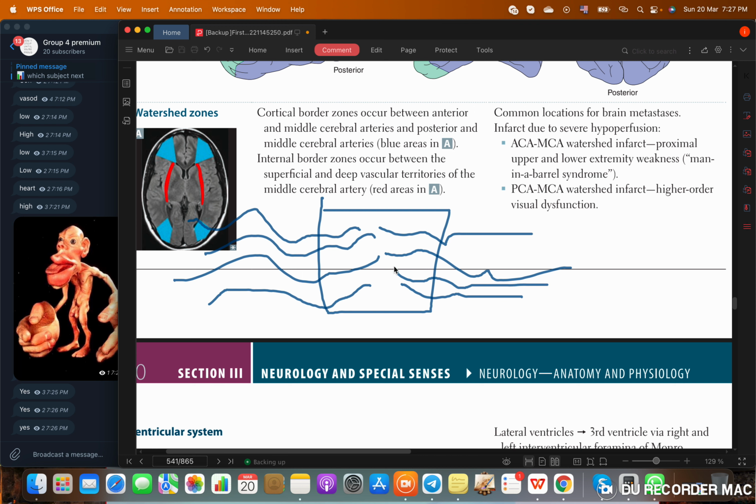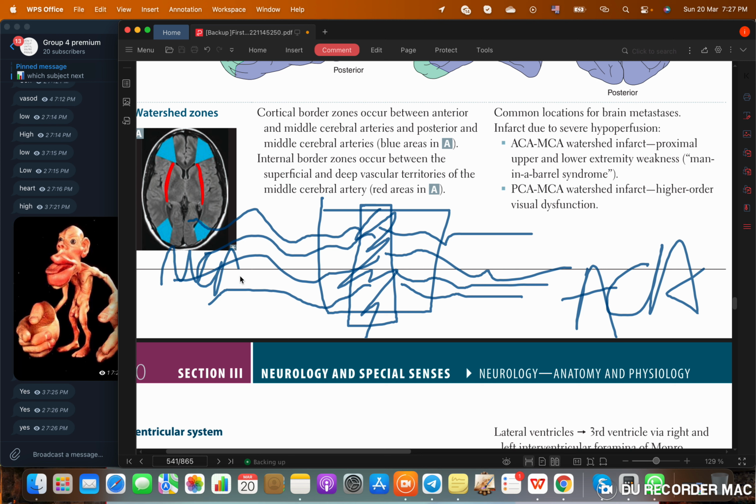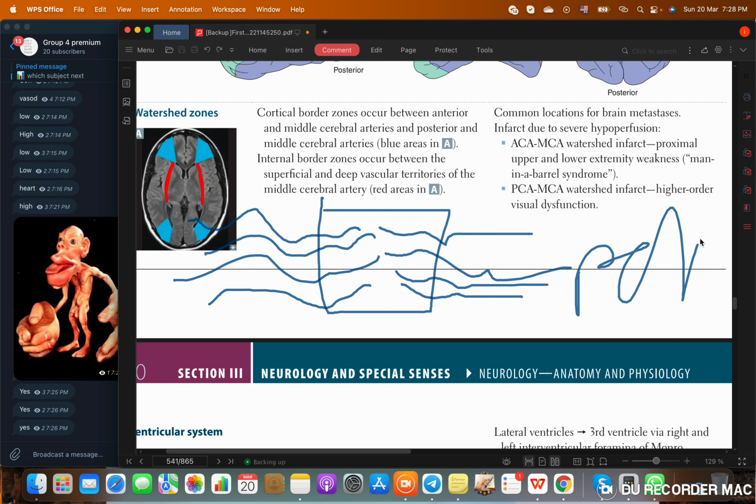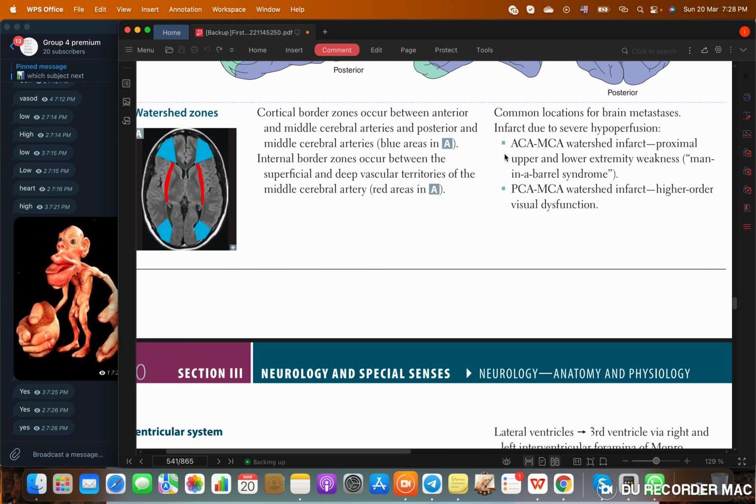Not really. If you get a massive hypotension because of bleeding, hemorrhage, dehydration or anything like that, the first area to be affected is the watershed area, which is this area, right? Which is located between the two vessels. For example, the ACA and the MCA, or it can be the PCA and the MCA. Okay? So let's see. Cortical border zone occurs between the anterior and middle cerebral artery, and also between the posterior and the middle cerebral artery, which is the area supplied exactly right here.